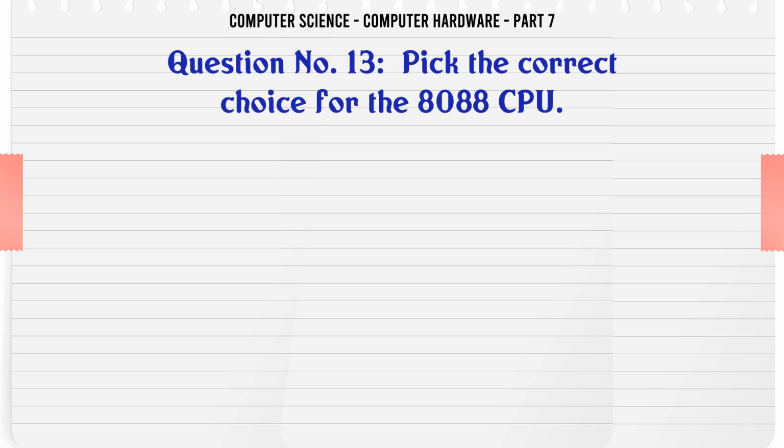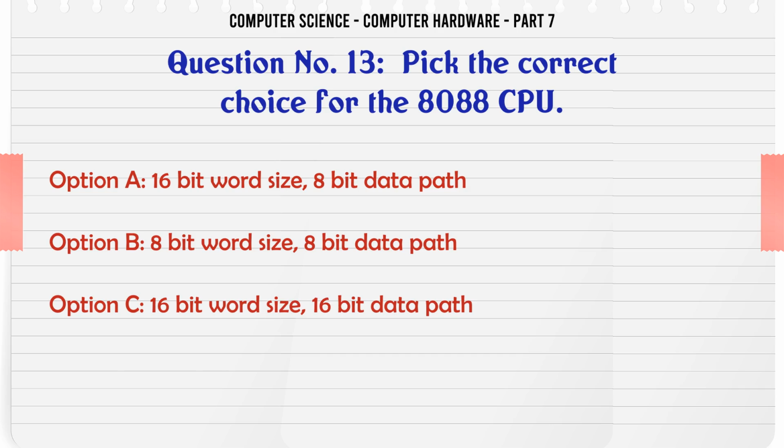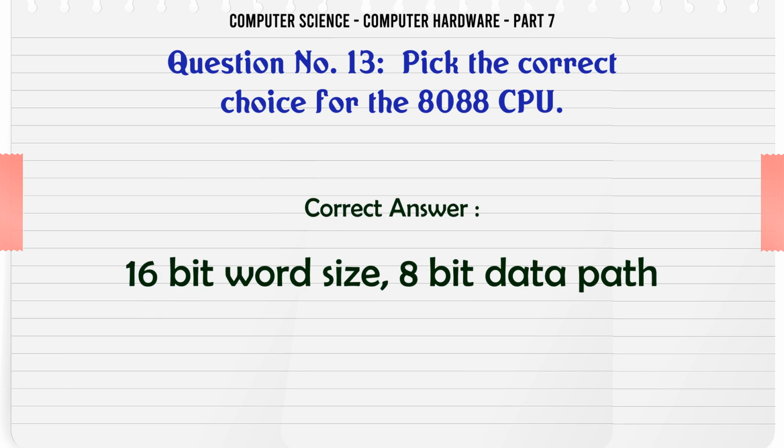Pick the correct choice for the 8088 CPU. A. 16-bit word size 8-bit data path, B. 8-bit word size 8-bit data path, C. 16-bit word size 16-bit data path, D. 4-bit word size 8-bit data path. The correct answer is 16-bit word size 8-bit data path.